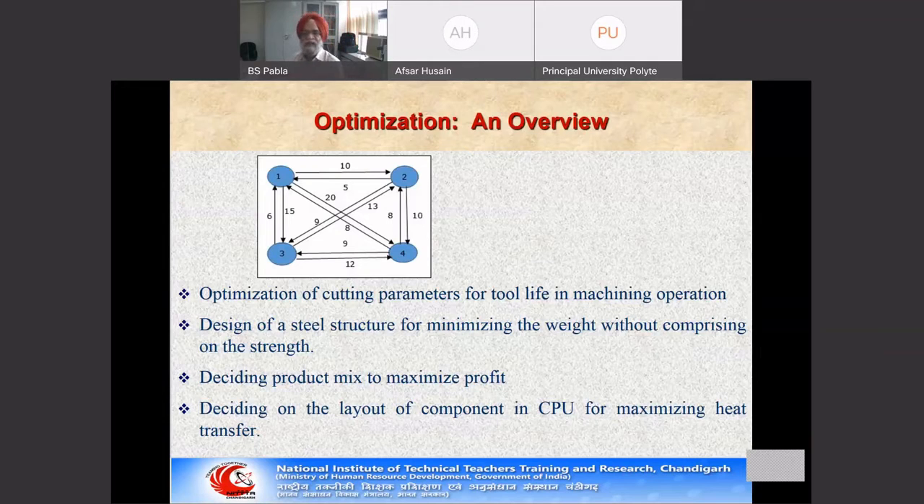That means we may be trying to maximize profit, we may be trying to minimize cost, we may be trying to maximize tool life, we may be trying to minimize surface roughness, whatever it should be, and that we have to decide. We as users, we as engineers, we as planners, we have to decide whether we want to maximize something or minimize something.